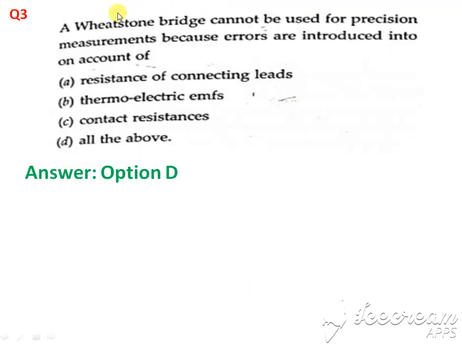Third question, a Wheatstone bridge cannot be used for precision measurement because errors are introduced on account of resistance of connecting leads, thermoelectric EMF, and contact resistance. These three will be the reasons for error in the Wheatstone bridge. So the option is all the above, option D.